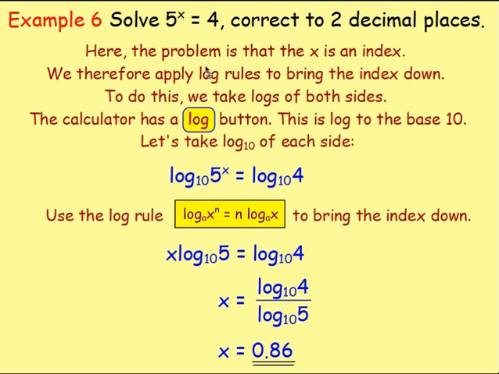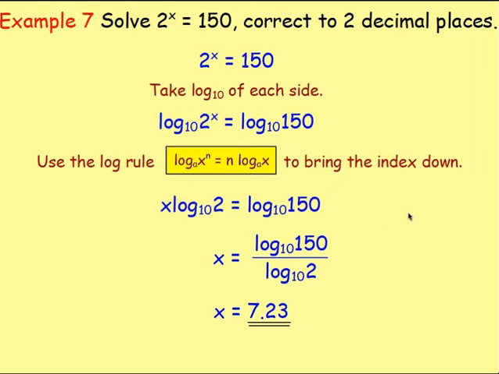So here there is a calculator button which says log, and really that is log base 10. If you take logs of both sides, you have to do the same thing to both sides for it to remain equal. Well, take log of both sides, so log base 10, and then from there you can bring this index down. So you'd have x log base 10 of 5 equals log base 10 of 4. And then from there, to get x, we can divide both sides by the log base 10 of 5.